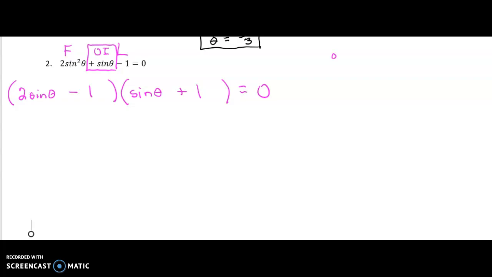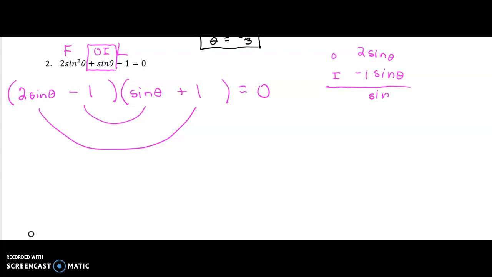The trick is to make sure that these two add up to give me sine theta. Does my outside times my outside and inside times my inside give me sine theta? So outside times outside gives me 2 sine theta. Inside times inside gives me -1 sine theta. And together, because they are like terms, that gives me 1 sine theta. And so it's correct, it matches.